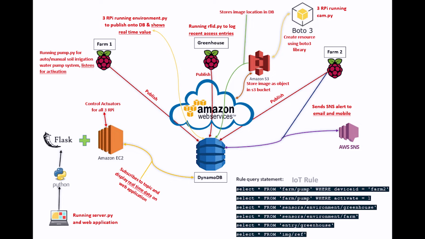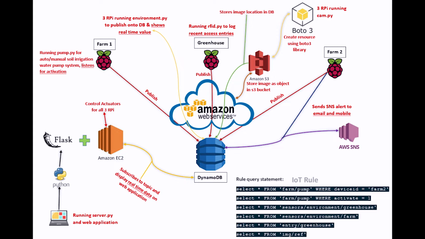All 3 of them will be running environment.py to publish onto the database to show the real-time values. They will also be running the chem.py. They will publish the data through Boto3 onto DynamoDB using Amazon Web Services. For Greenhouse, we'll be running RFID.py to log recent access entries. All these are publishing data to and fro the DynamoDB.